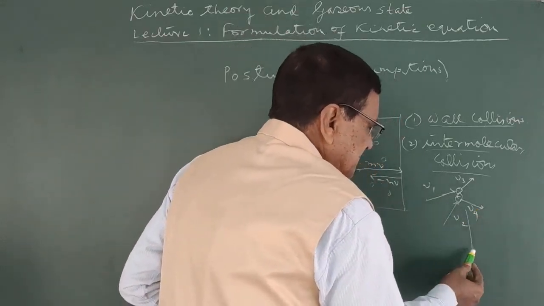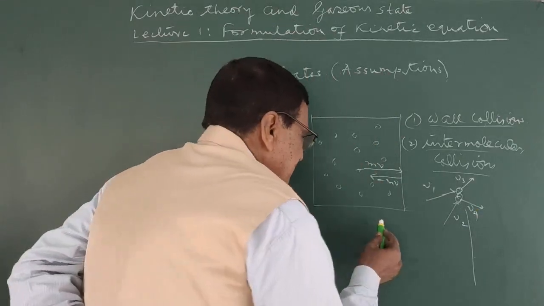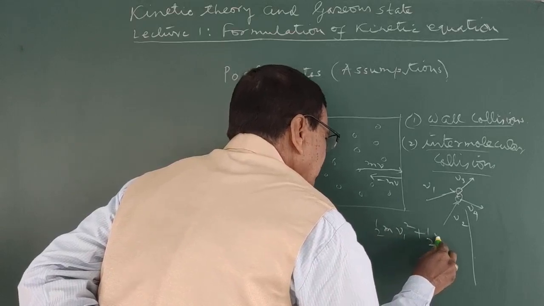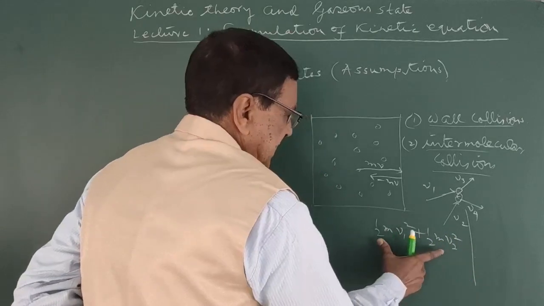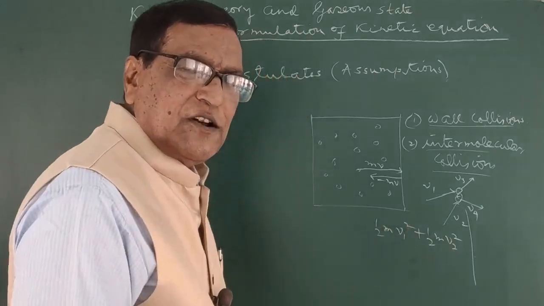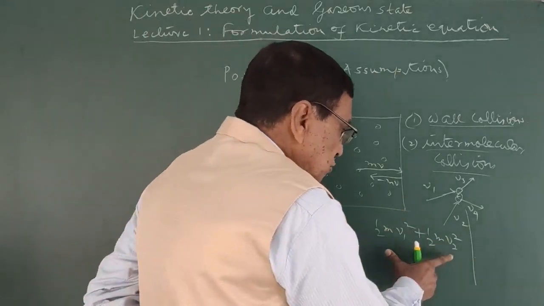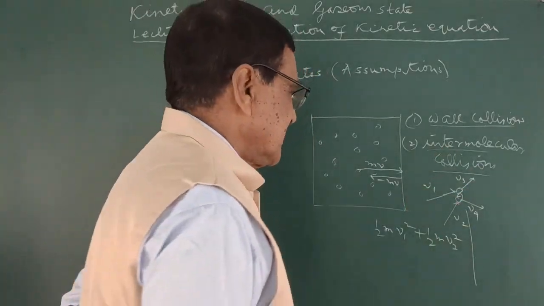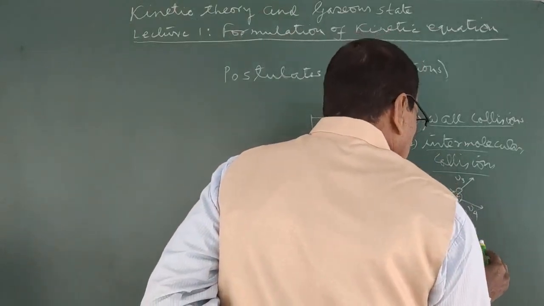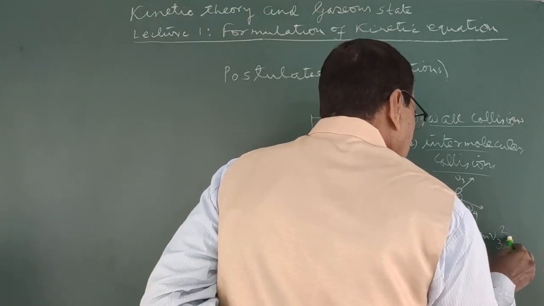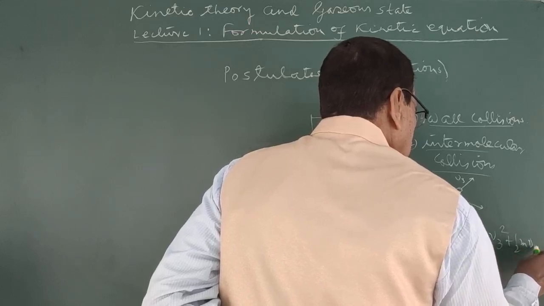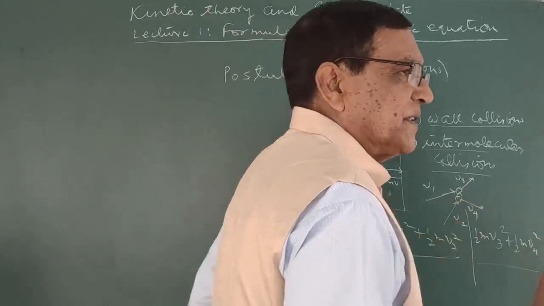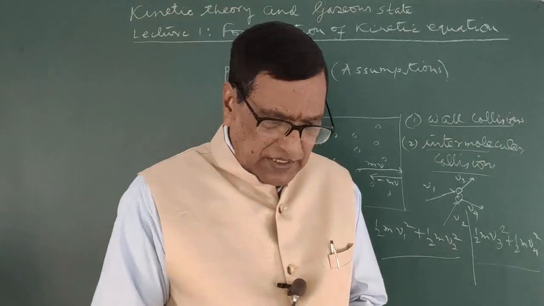the kinetic energy before the collision is half m v1 square plus half m v2 square. This is the kinetic energy before the collision of the two molecules. After the collision, the total kinetic energy will remain the same, since the collisions are perfectly elastic. So in this case, it will be half m v3 square plus half m v4 square. This is before, this is after. Kinetic energy will remain the same, since the collisions are perfectly elastic.